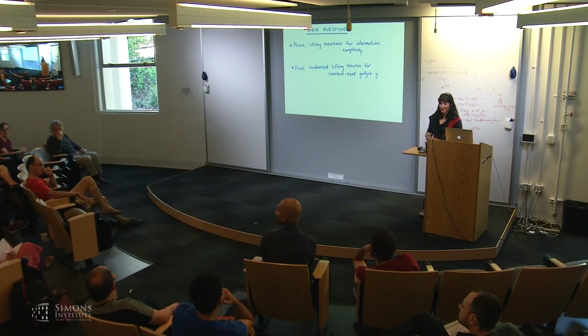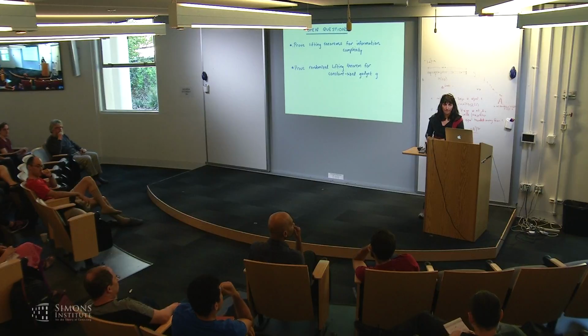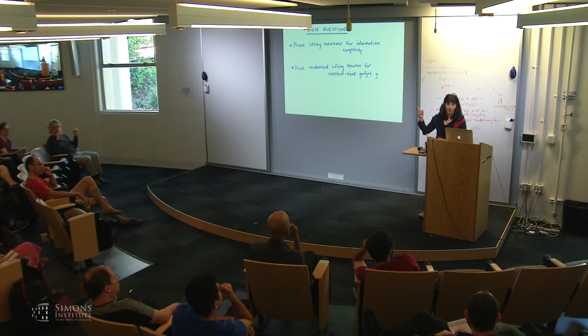Any questions? So how would a lifting theorem for information complexity look? Do you have any conjecture? I don't see why you couldn't just start with the same theorem, but go from randomized decision tree to information complexity. I don't see why there should be any difference between information and randomized for composed functions.